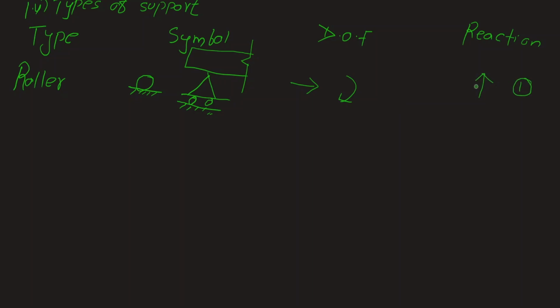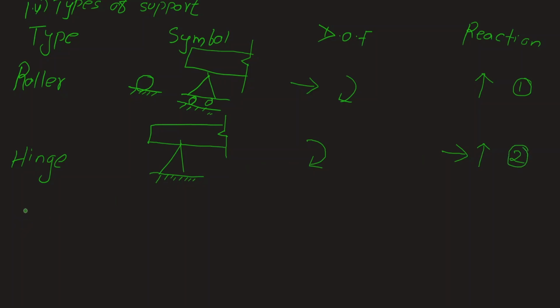One reaction. The next type of support is hinge. It is just represented by a triangle on top of a surface, and our structure will be drawn on top of the support. Again, seeing the symbol, we can identify that it allows only rotational movement and it does not allow horizontal and vertical movement. Therefore, for a hinge support, we will have two reactions, one in the horizontal direction and one in the vertical direction. So we will have two reactions for hinge support.